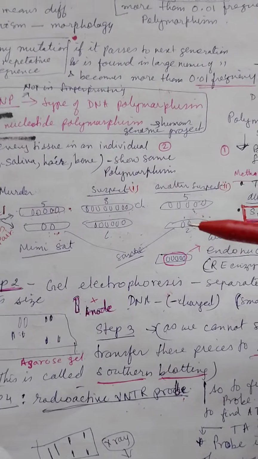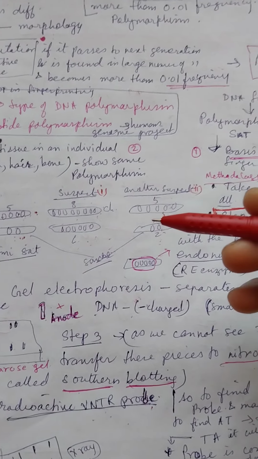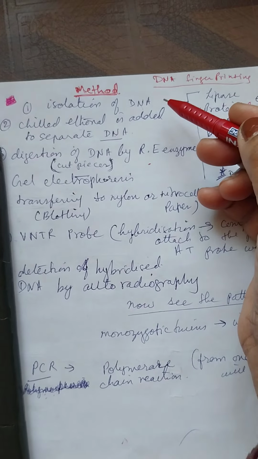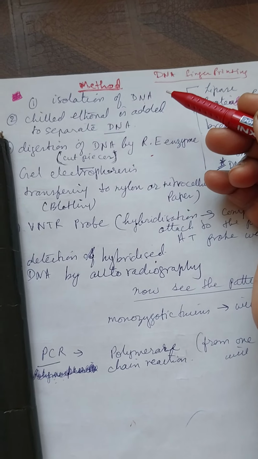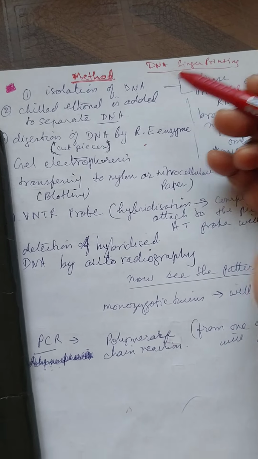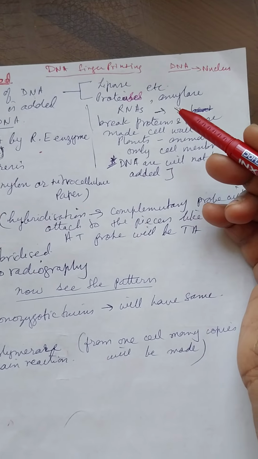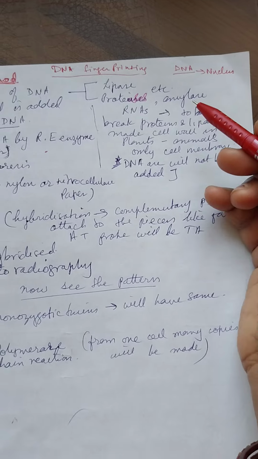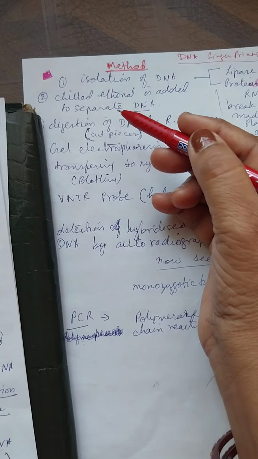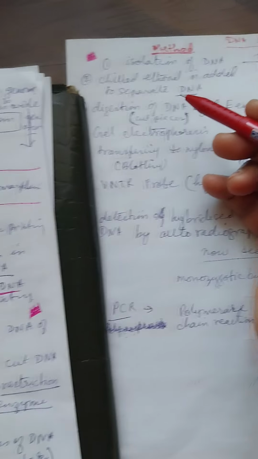But it is not very easy because it cannot be seen. Also, the methodology will be complex. It consists of isolation of DNA as the first step. Here, as the chromosomes are present in the nucleus and that is present in the cell, different varieties of enzymes will be used to break it down, like lipase, proteases, RNase, amylase. Then with the help of chilled ethanol, we will separate DNA.